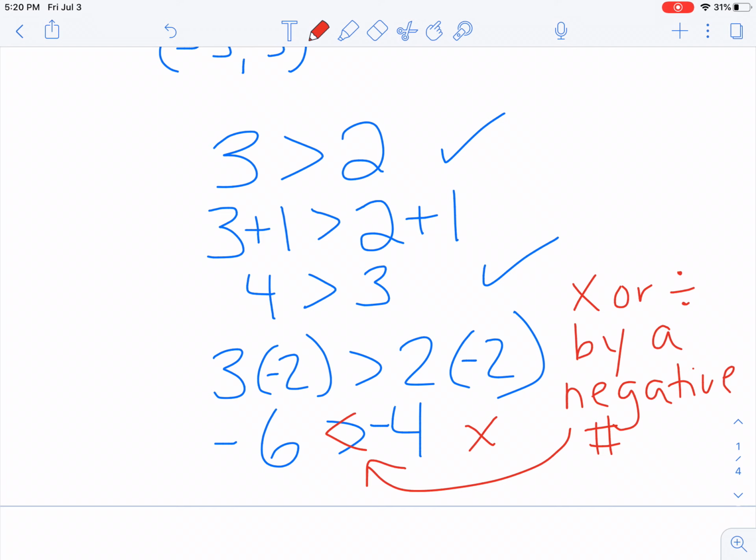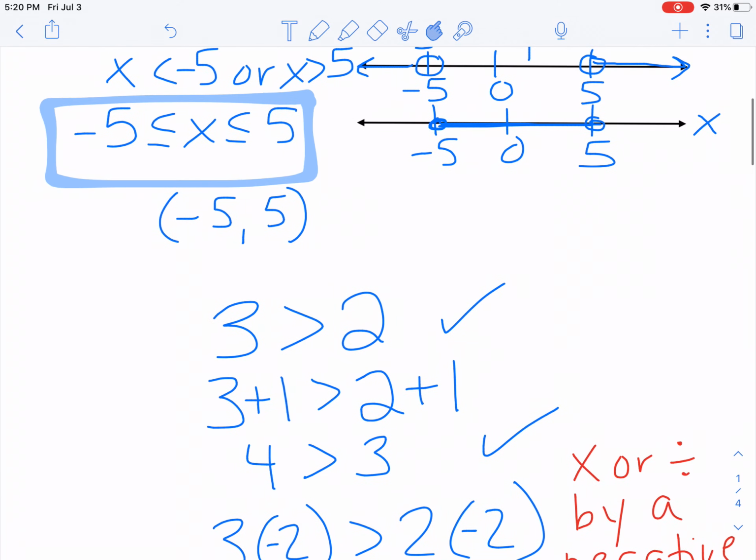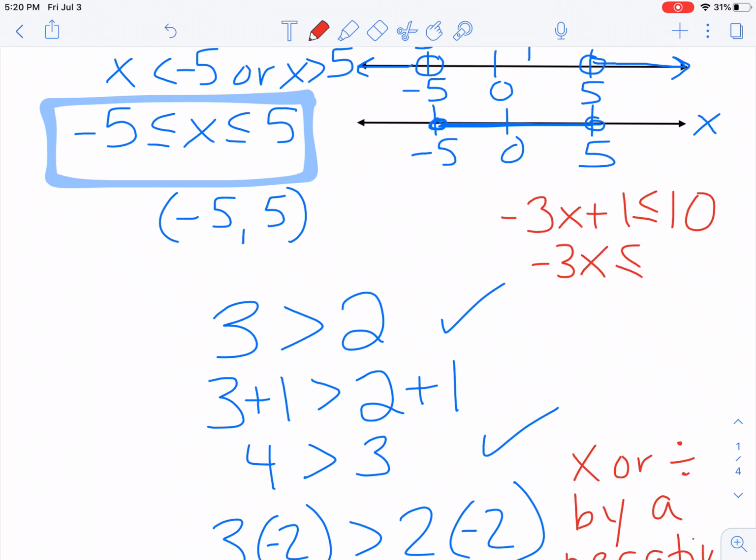Okay, so let's look at a linear inequality then. If I had something like -3x plus 1 is less than or equal to 10, I can treat the first step just like I would if I had an equation, because I know that I can subtract or add to both sides without changing the truth of the inequality. So I'm just going to subtract 1 from both sides. So I would get negative 3x less than or equal to 9. So I'm basically just taking a 1 away from both sides.